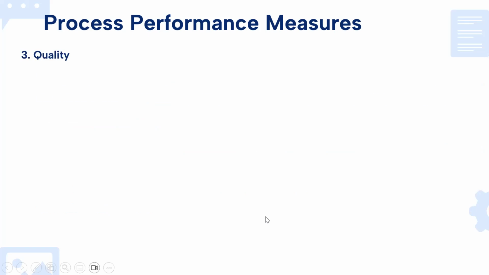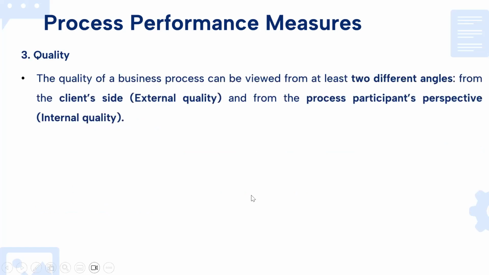The next one is quality. When you consider quality, we can identify it from two angles. One angle is from the client side. Client side means the customer of the particular process. It is known as the external quality. The other is from the process participants' perspective. Process participants means people who are actually involved in the particular process.